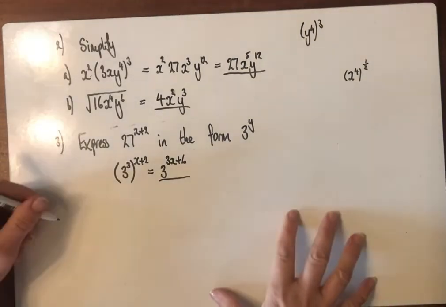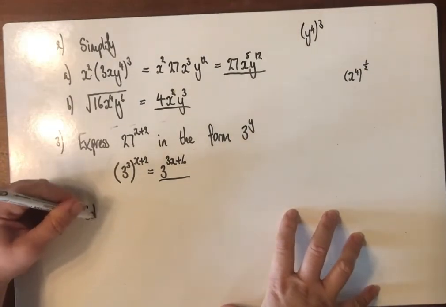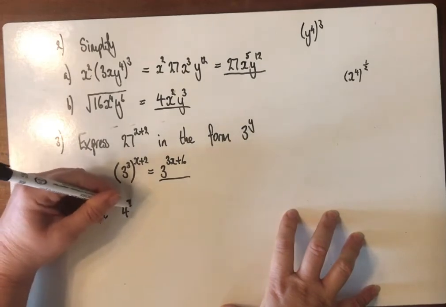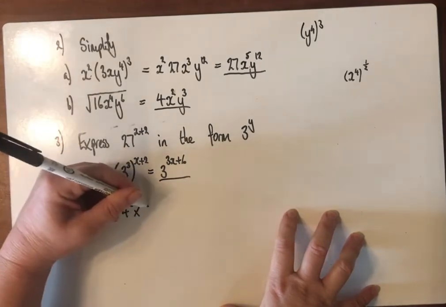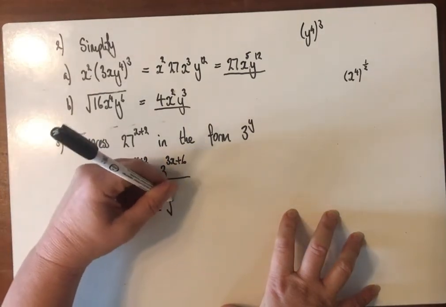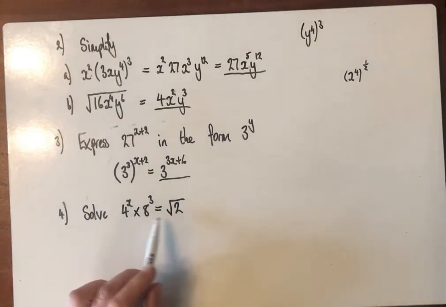And then just doing one more, I want to look at solving 4 to the x times 8 cubed equals the square root of 2. So we've got lots of different bases here. We've got 4, 8 and 2.